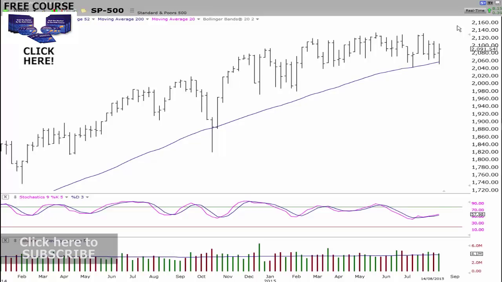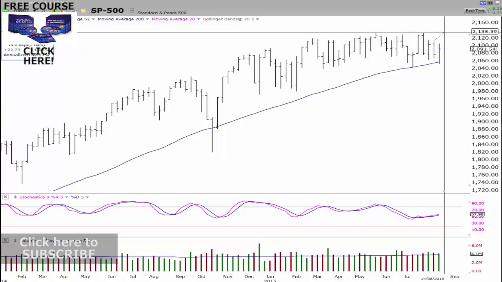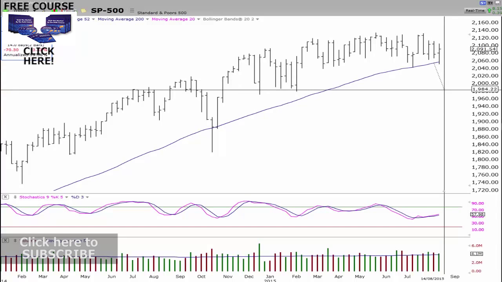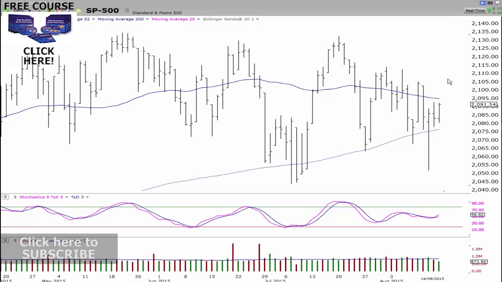Now here's the thing, if we break above this week's high, we're going to race for new highs. If we break below this week's low, we're going to have a run down towards this low here. Now which one's going to come first? Well, we don't know that, right? We simply just don't know which one's going to come first.